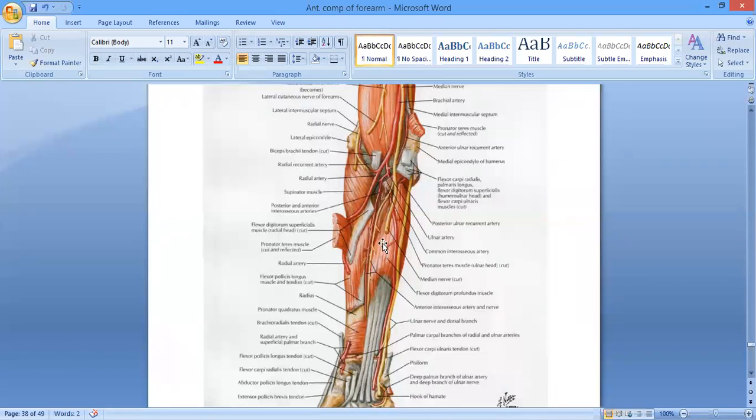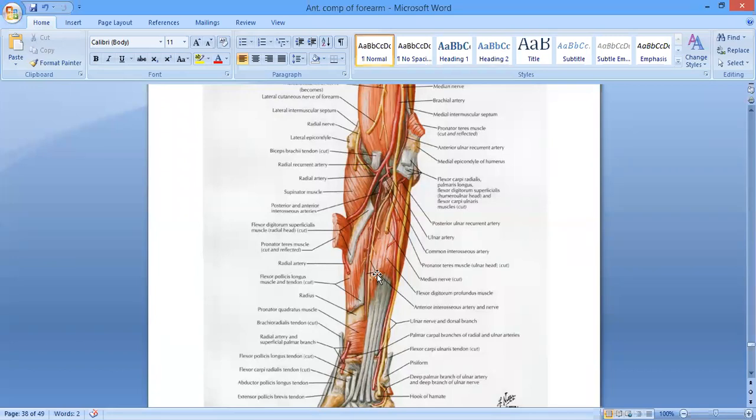flexor digitorum profundus. Okay, remember I told you that the medial half is supplied by the ulnar nerve and the lateral half is by the anterior interosseous nerve. Okay, and in the lateral half, which tendons will come? Index finger and middle finger, right? The part of the muscle which is concerned with the index finger and the middle finger, that is the lateral half of the flexor digitorum profundus, that is being supplied by the anterior interosseous nerve.